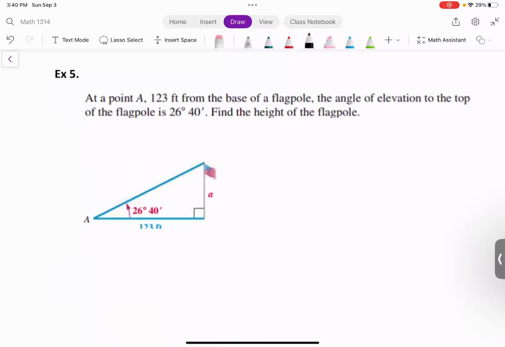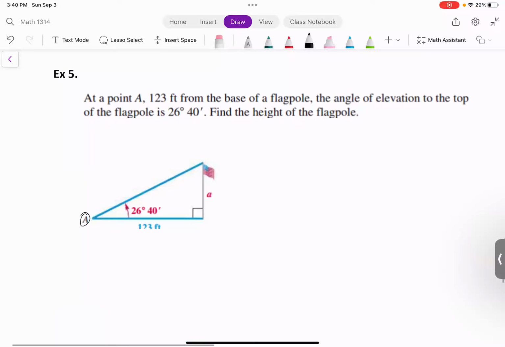Okay, let's use these 3 steps to solve for the missing information in the trigonometry application problems. So first one: at a point A, I'm standing 123 feet from the base of the flagpole. Oh, this is a flagpole. And the angle of elevation to the top of the flagpole is 26 degrees 40 minutes. Okay, the angle of elevation is given here.